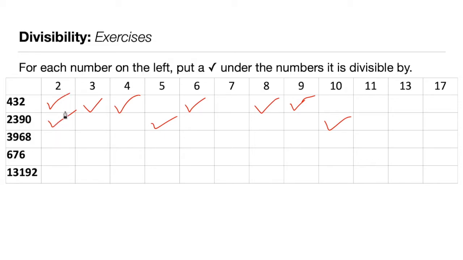2,390 is divisible by 2. It is also divisible by 5. It's also divisible by 10.